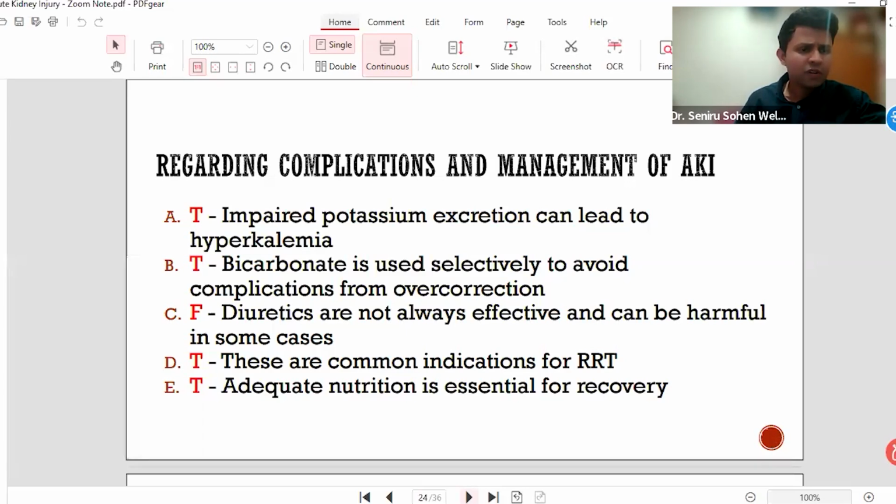Renal replacement therapy is indicated for refractory hyperkalemia, metabolic acidosis, and volume overload. True, these are the common indications.